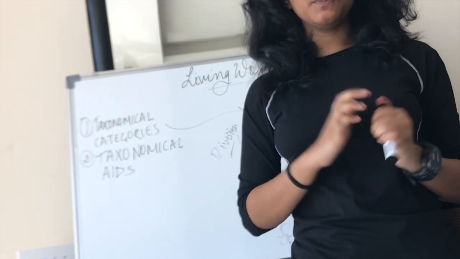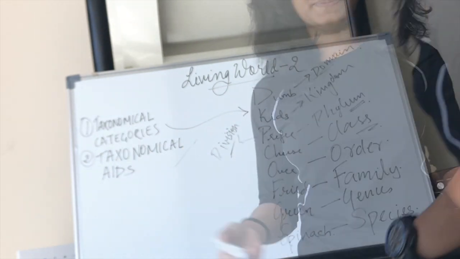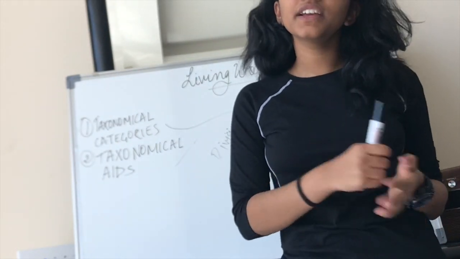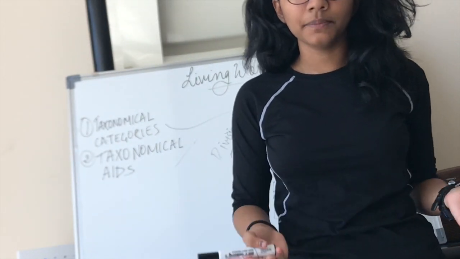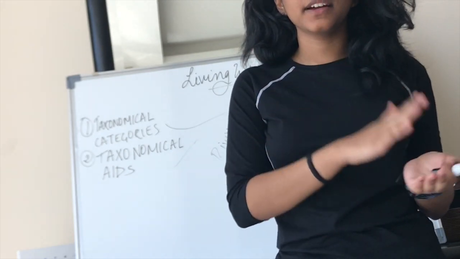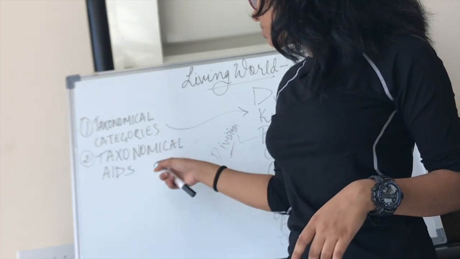Alright? Now we'll move to the next part of the chapter, that is taxonomical aids. Okay, now we have classified the organisms, but why have we classified them? In order to study them better, right? Now, if we have to study them, it's important that we collect and preserve them. So that's the exact job that taxonomical aids do.